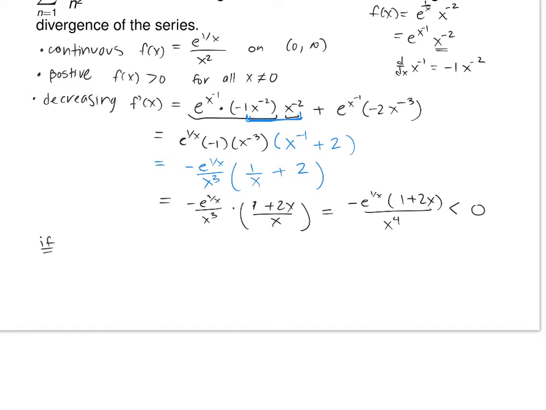Does that make sense? So 1 plus 2x bigger than 0, and if you solve that for x, you get x is bigger than negative a half, which certainly is true for x bigger than 1, right? That's what we needed. Now we get to do an integral.